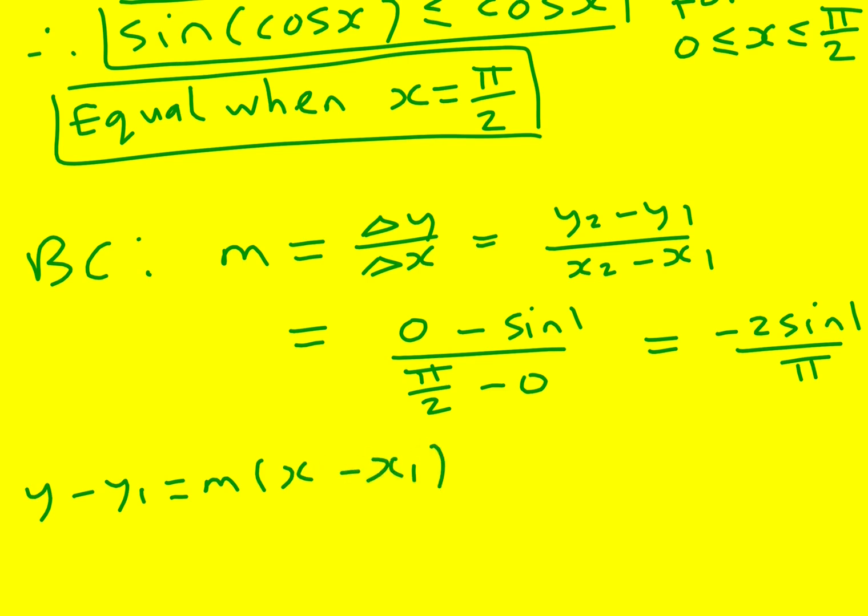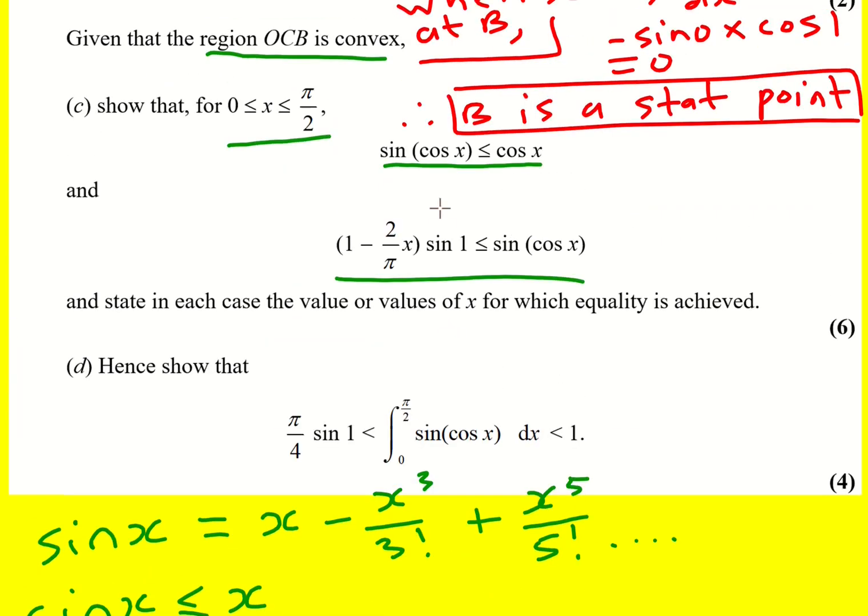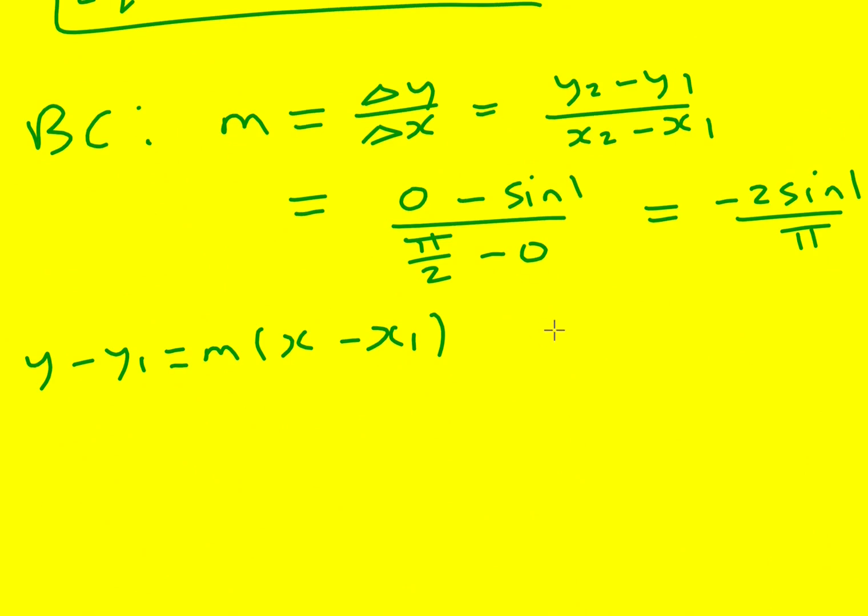Okay, this is the equation of the line. And which coordinate do we substitute in? Well, in the final answer, we've got sine 1 in 2 terms, so I'm going to go with that. It shouldn't matter. It should be fine either way, actually. But if I use that B value, then I'm going to get y minus sine 1 equals minus 2 sine 1 over pi times x minus 0. So it's just x.